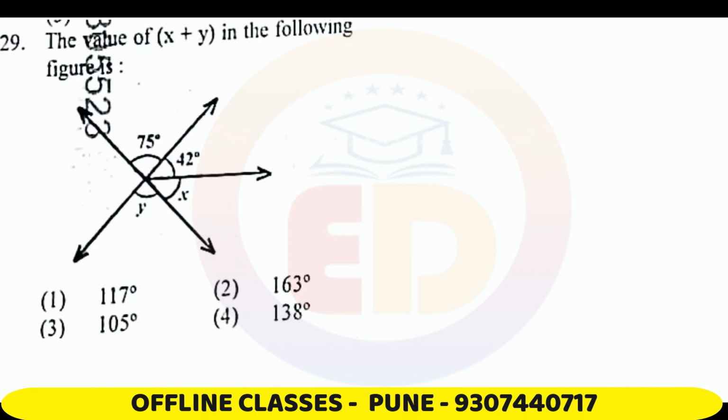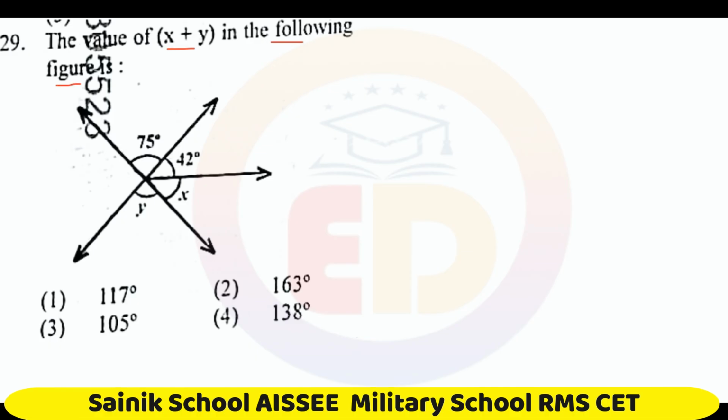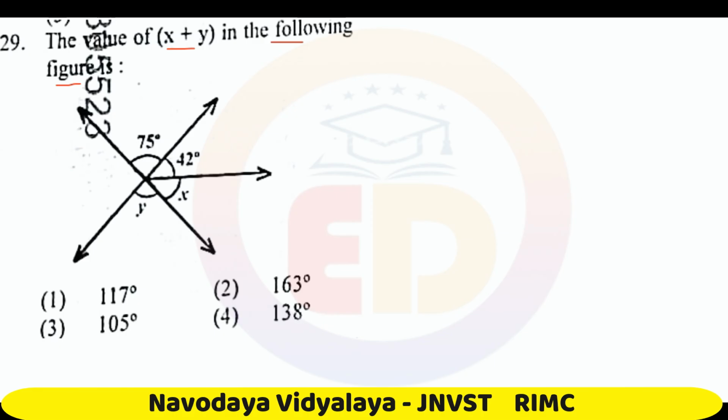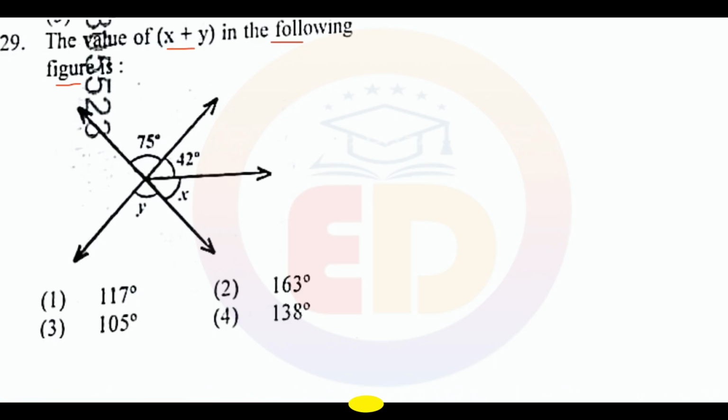Question number 39. They are asking to find the value of x plus y in the following figure. Again the question from lines and angles, and a very simple one. However, the angle property which is used here will actually entail slightly higher concepts. First we will find out the value of y.